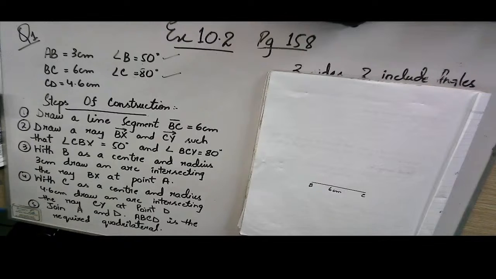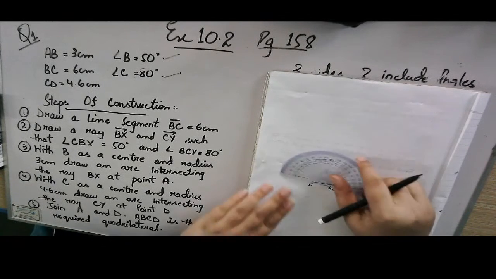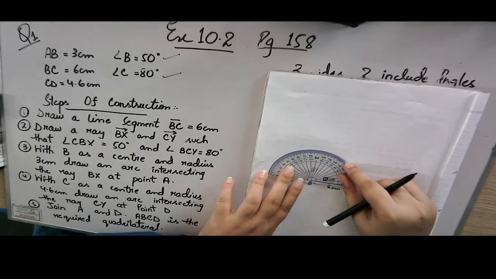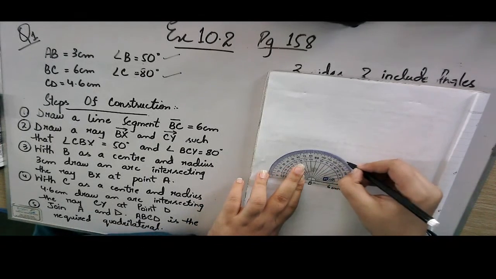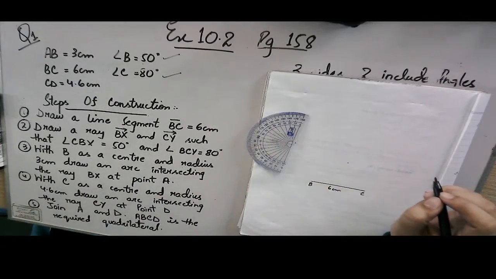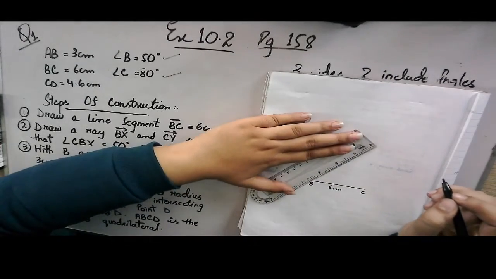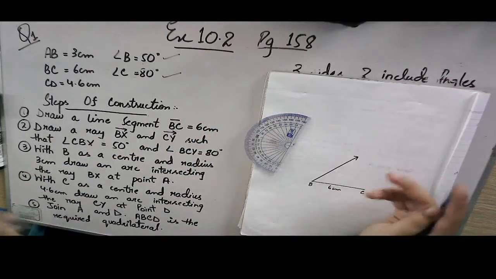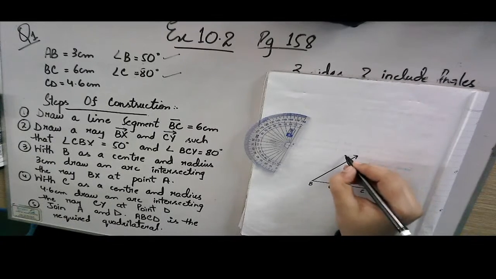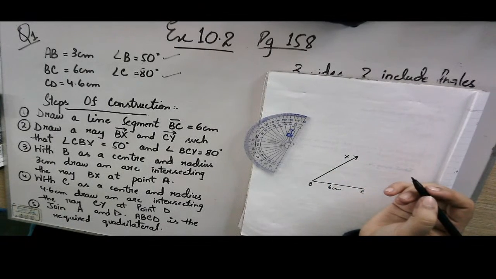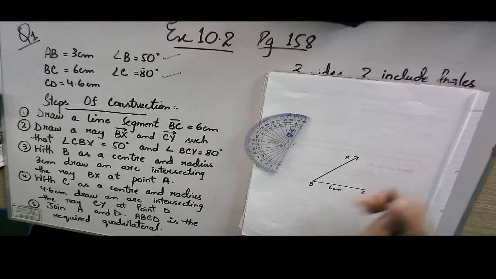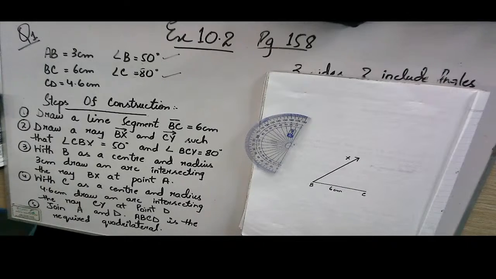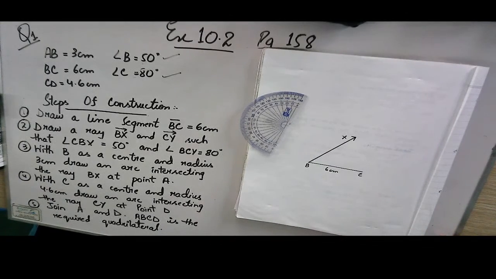Now in the second step, you have to mark an angle and draw the ray. So on the angle at the point B, you have to mark 50 degree. After marking it, you have to draw the line. Now name it as X. Clear?